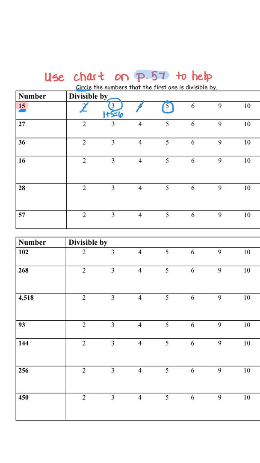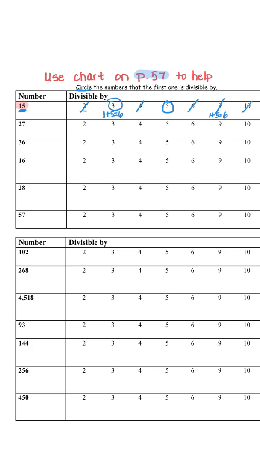How about the number 6? Is it divisible by 2 or 3? The answer is no. Also, if you know your facts, you'll know that 15 is not a multiple of 6, so we'll say no. Same thing with 9. If you add the digits together, 1 plus 5 is 6, and 6 is not a number divisible by 9, and it does not end in a 0.